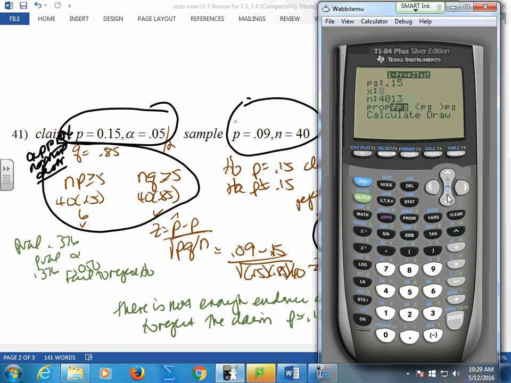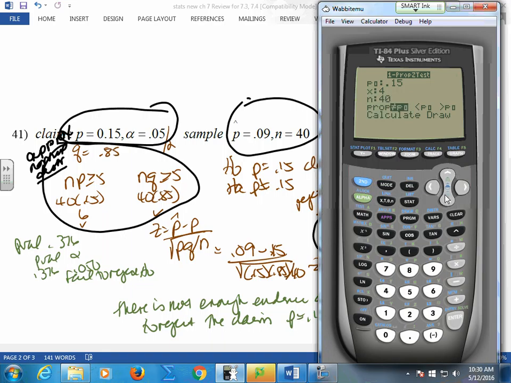Take 0.09 and multiply it by 40. I want 9% of that 40. Make sure you use a decimal point when you multiply. So what is 0.09 times 40? Oh, but I can't put a partial person in there. So I have to round it to 4. You just use your rounding rules with this.